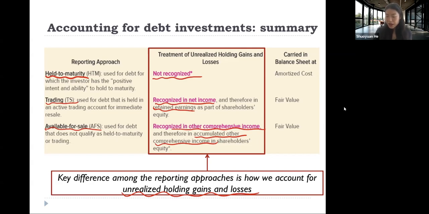And as for the balance sheet impact, if a debt investment is classified as held to maturity, then the unrealized holding gain or loss doesn't impact the value of the asset on the balance sheet. They are carried on the balance sheet at amortized cost, versus the other two, which are carried on the balance sheet at fair value. So we're going to talk more about this in a minute. And this is just a brief summary of the three categories.